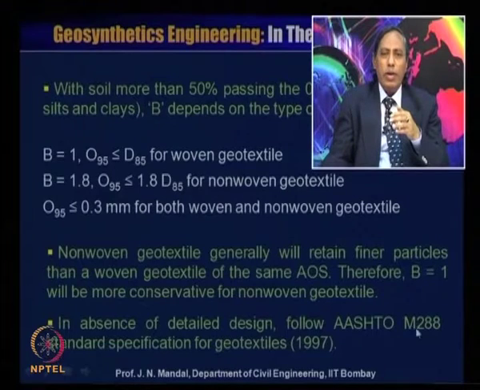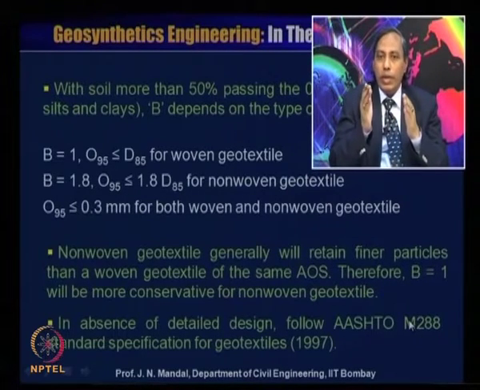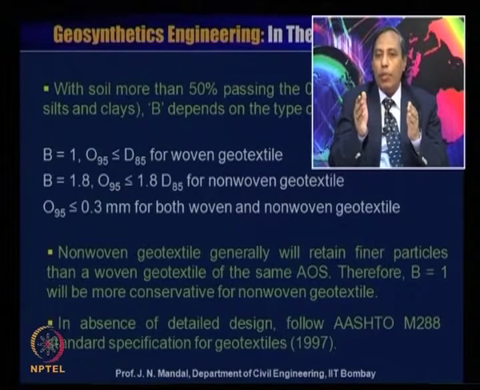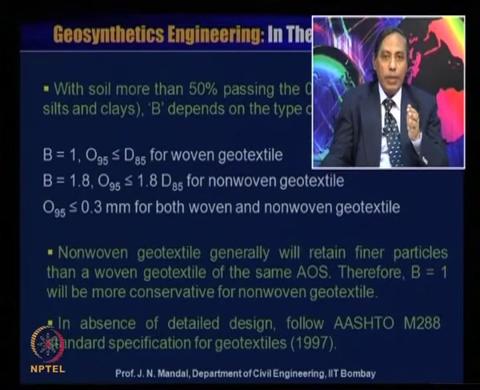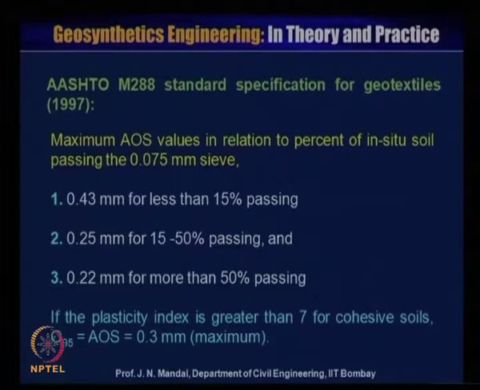Now, non-woven geotextile generally will retain more particles than a woven geotextile of the same apparent opening size. Therefore, B equal to 1 will be more conservative for non-woven geotextile. In absence of detailed design, you can follow the ASTM M288 standard specification for geotextile, 1997.